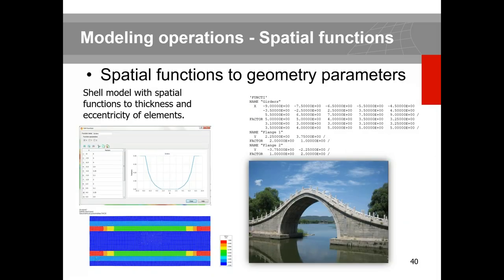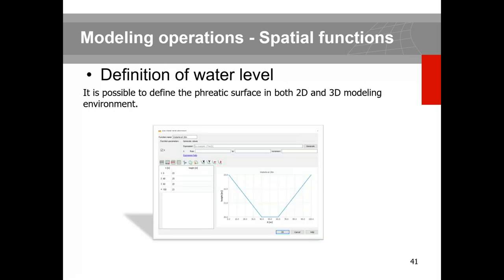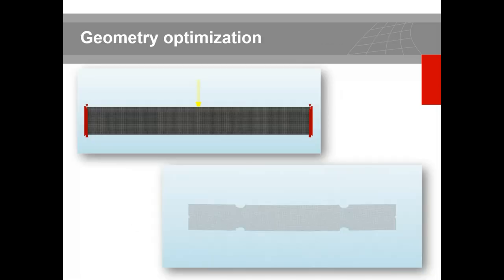With respect to the functions, it can be assigned to the geometry to simulate the geometry thickness, for instance. So here we have a quite elegant example of a bridge, which is modeled with a shell element. And basically, using a spatial function, we represent the thickness and the eccentricity of the element. So it can be also a nice way of modeling. Of course, you can use this function in different contexts. You can define a phreatic water level in both 2D and 3D. So this is also a powerful feature in the context of geotechnical application.